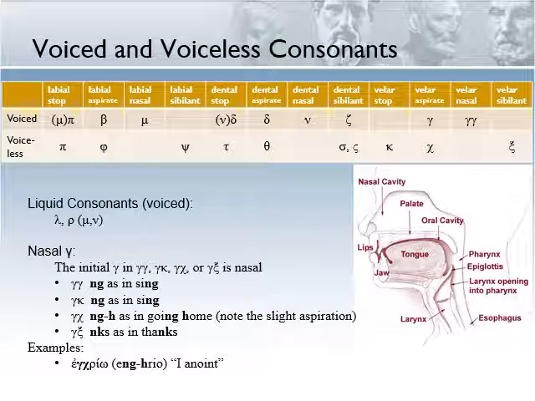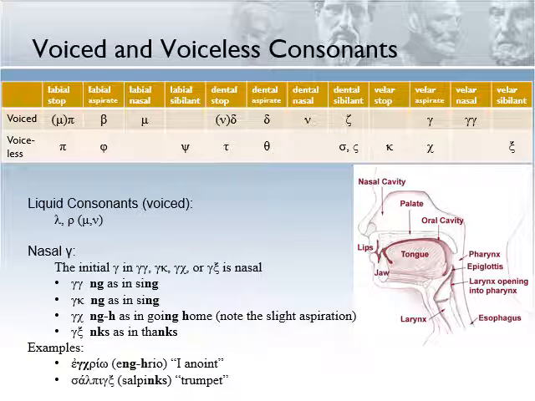Rho is going to be an r sound. Iota is going to be that phonetic I, the e sound. And then the omega is o. So put it all together and it sounds like this. Engrio, which is a Greek word meaning I anoint.